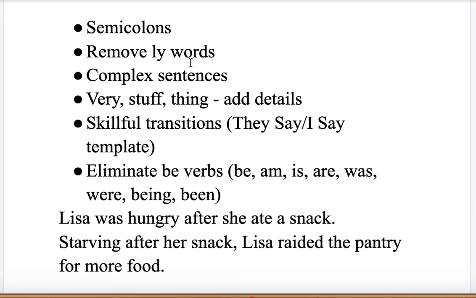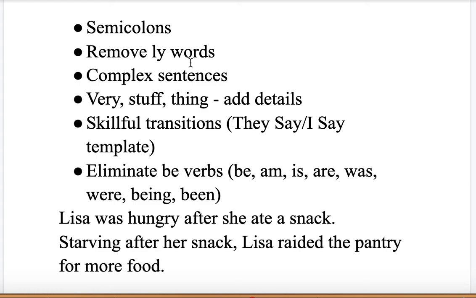If I said Marissa ran quickly across the street, I can strengthen that by saying Marissa sprinted across the street. Insert complex sentences. Go back to revise. See if you can add, although Marissa sprinted across the street, she was still late for her appointment. She arrived late for her appointment. Very, stuff, thing. Get rid of those words. They're weak. Add details instead. I'm very hungry. No, you're starving. There are better words for "very." It's very important. That's critical.